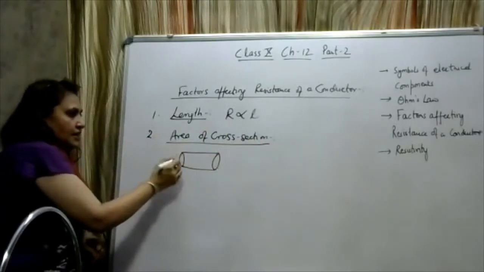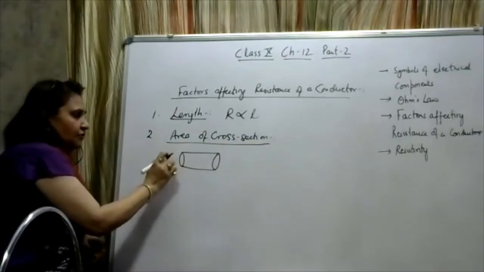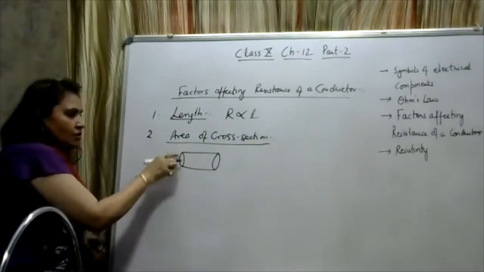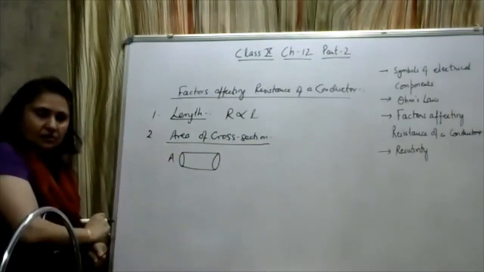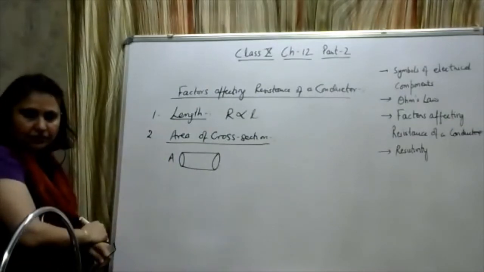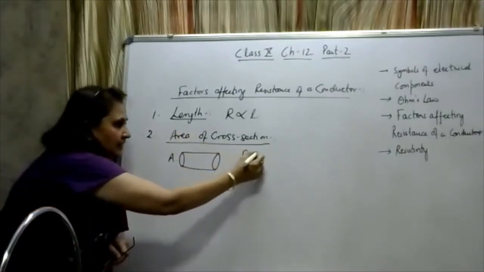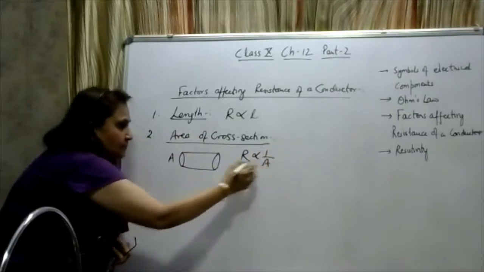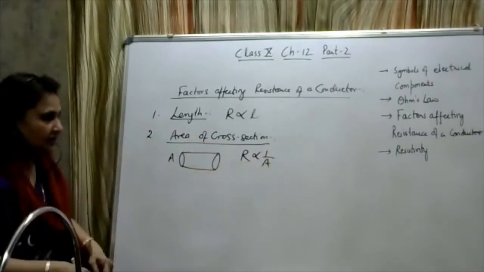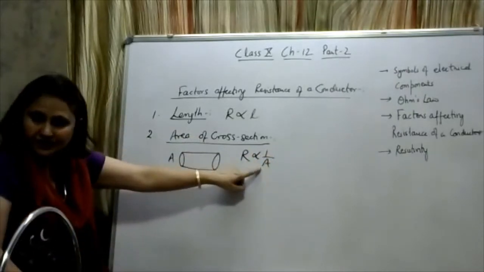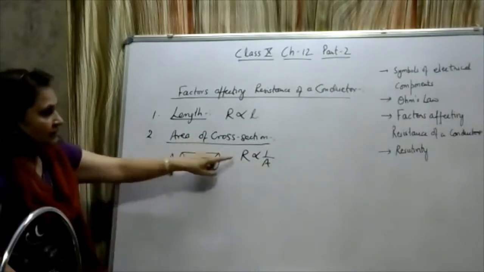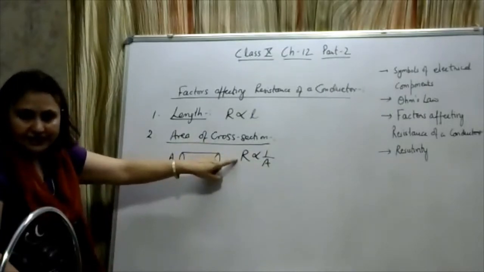This area is called the cross sectional area, or the area of cross section. It is found that the resistance is inversely proportional to the cross sectional area. That is, if we increase the cross sectional area, then the resistance of that wire decreases.